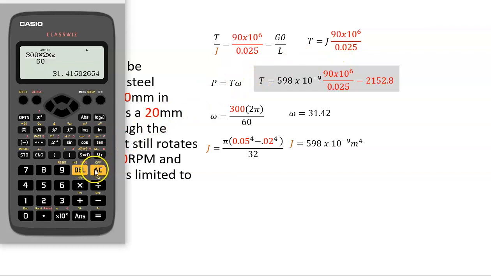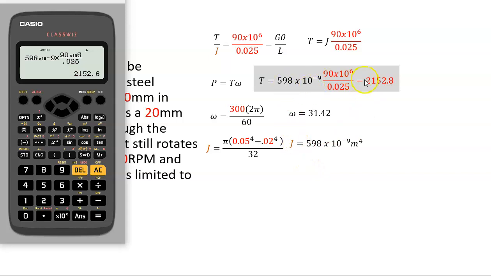So if I put that into my calculator, 598 10 to the power minus 9 multiplied by 90 all over 0.025, and I get 2,152.8 Newton meters.